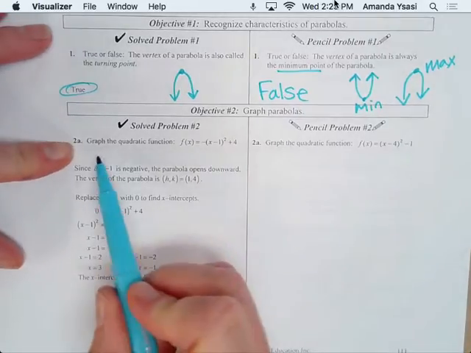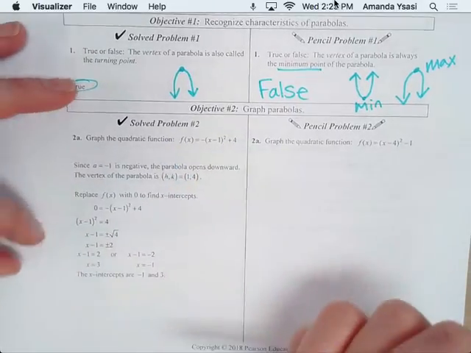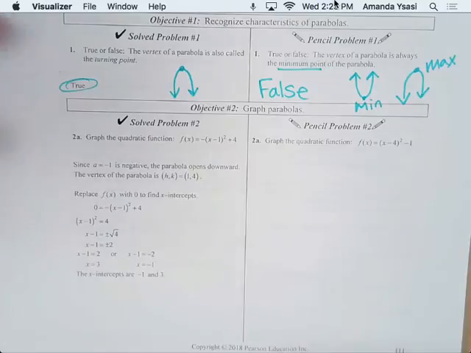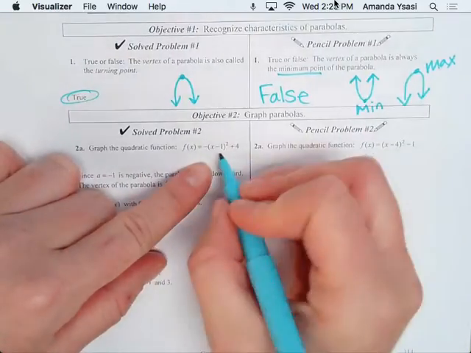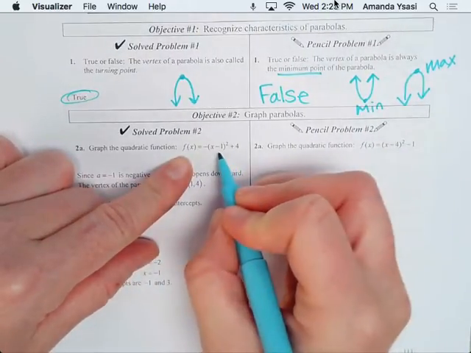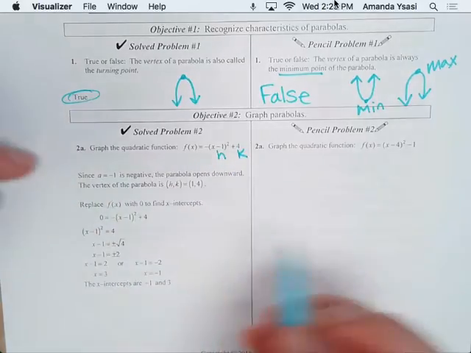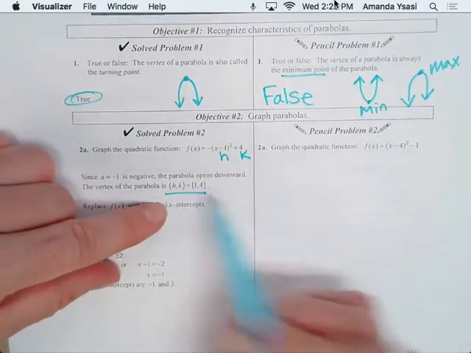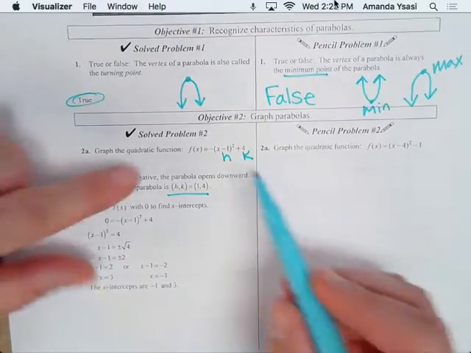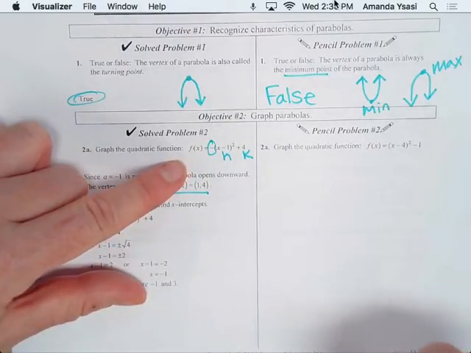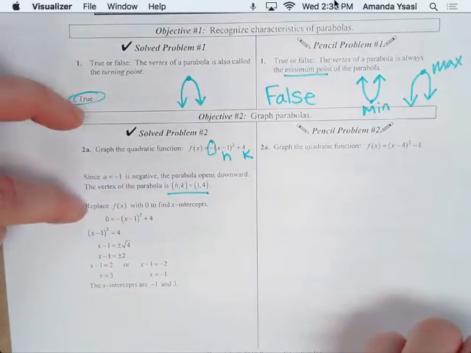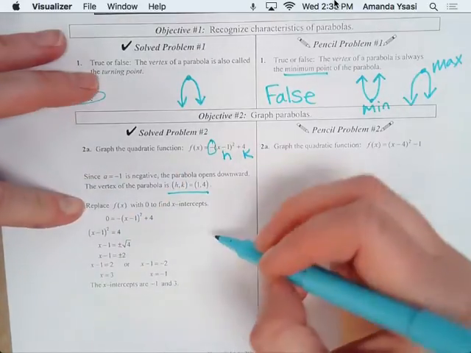Okay, 2a, graph the function. So the way we are going to graph it is we are going to list out all the attributes of it: our axis of symmetry, our vertex, whether it's a min or a max. In this one we have h and k, which tells us (h, k) is (1, 4). And because this is negative, that tells us that we are going to have a maximum, so it's going to open downward.